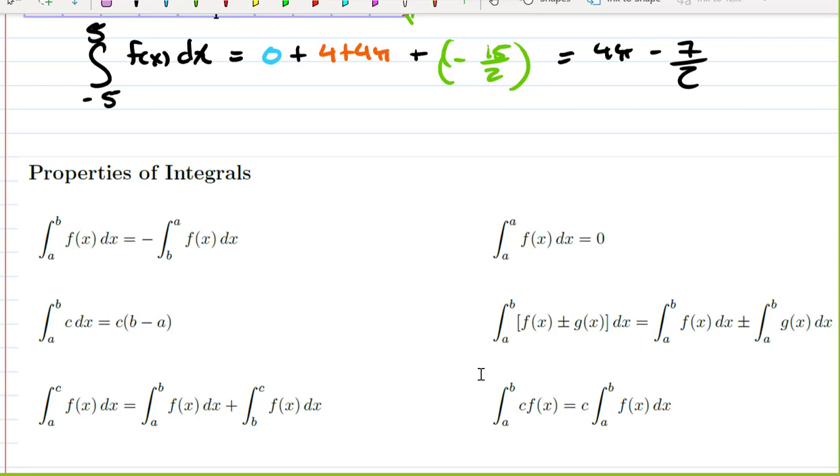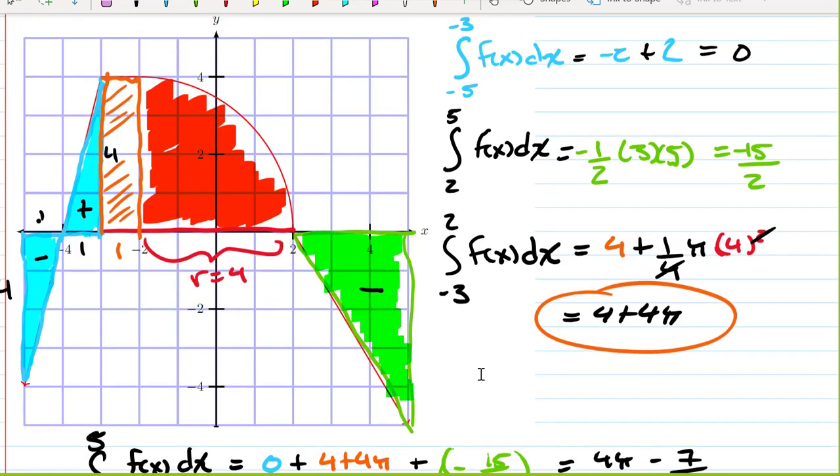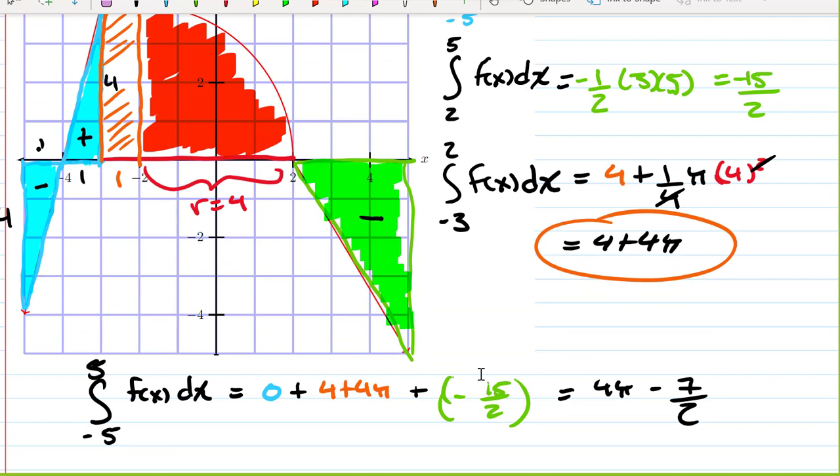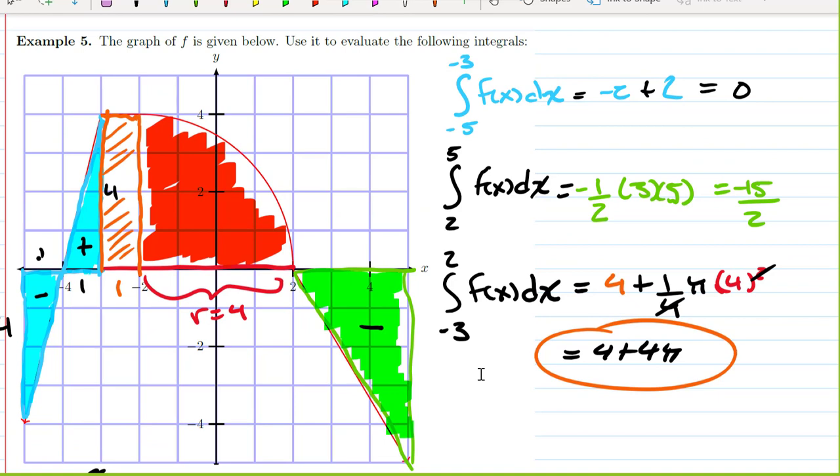The next property says that the integral from a to c of f of x dx is the same as the integral from a to b of f of x dx plus the integral from b to c of f of x dx. Well, that's what we were seeing here. We actually used that property twice, because if we had the integral from negative 5 to 5, we said that that's the same as the integral from negative 5 to negative 3 plus the integral from negative 3 to 2 plus the integral from 2 to 5.